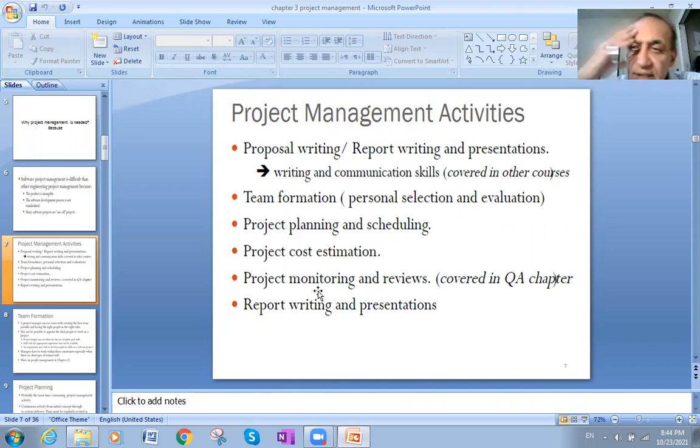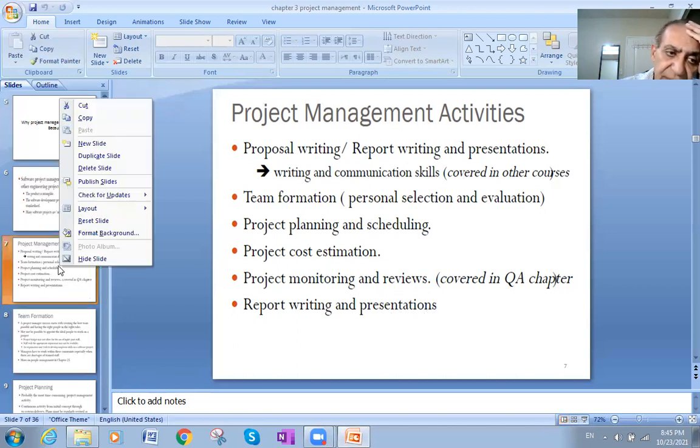And we said project management is actually concerned with putting the standards, measuring the actual performance, then comparing the actual performance with the standards to check whether there are gaps, and to correct the gaps in case there are gaps. And also report writing and presentation are among the project management activities.